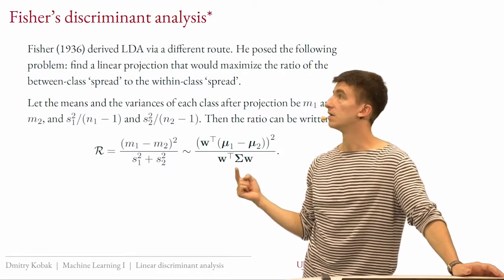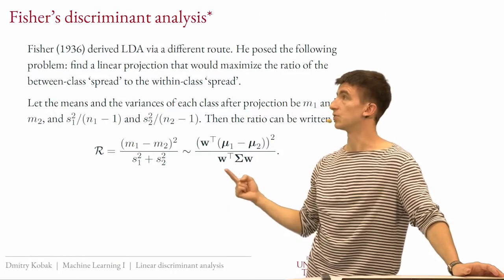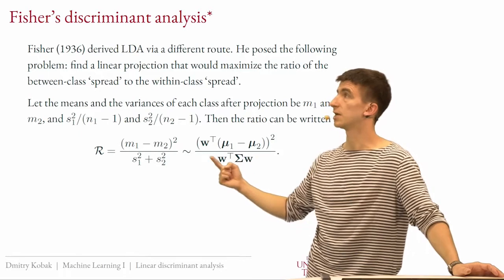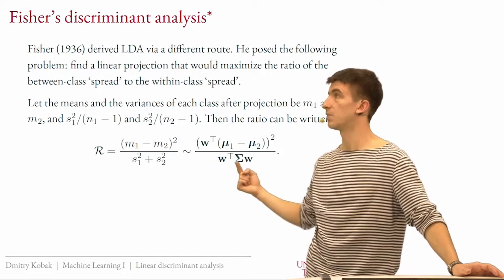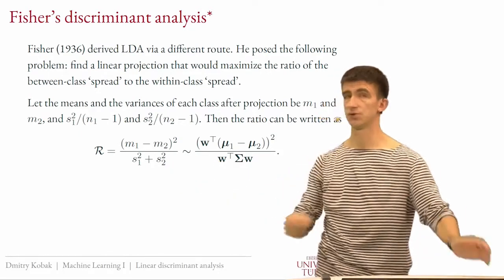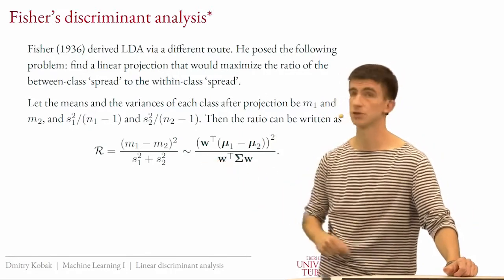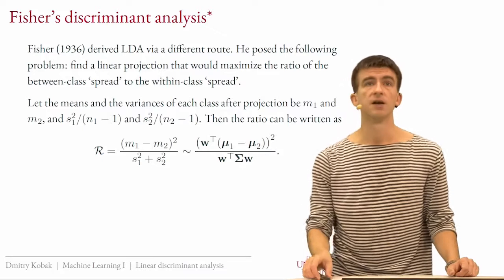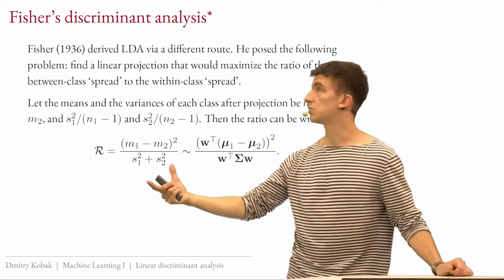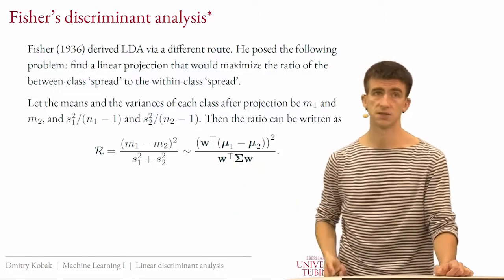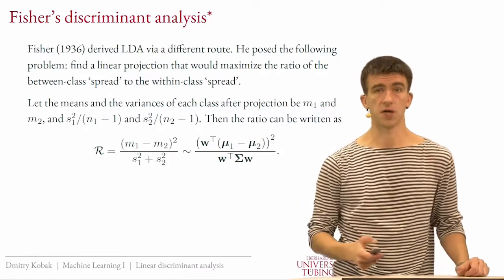And you can easily convince yourself that if you compute this term over here, so you multiply it with W on the right and with W transpose on the left, you get a number that's the same number as here, up to a normalization constant. That's why I'm writing proportional and not equal. So here you just don't see this W. Here you see the W, and the question is, what is the W that maximizes this term? So how do you solve that?